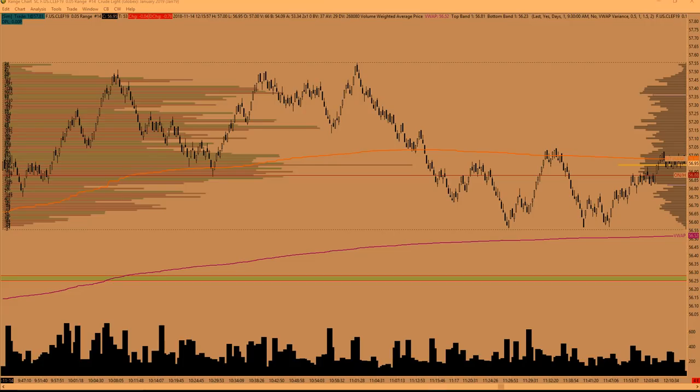Moving on to the third setup, which is the fade to the VWAP. This is a bit more of an advanced setup, and should be used by more experienced traders, as this is a little bit more difficult to time in the markets. However, if timed correctly, it can offer great risk reward opportunities.